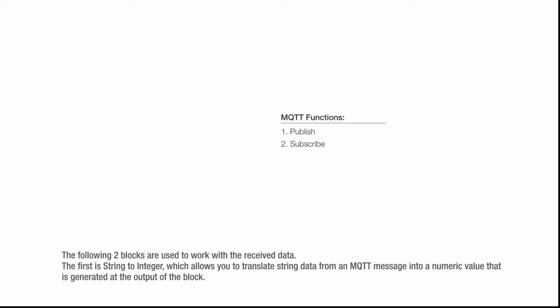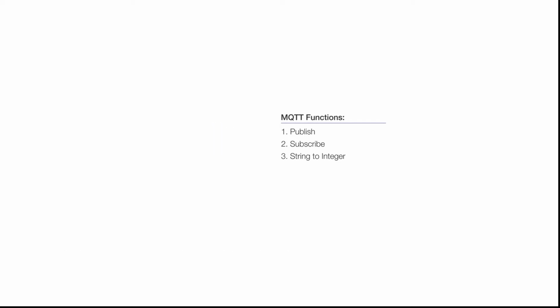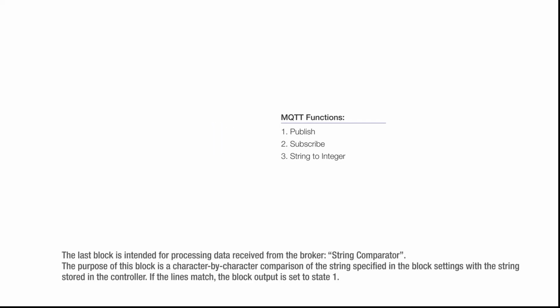The following two blocks are used to work with the received data. The first is string to integer, which allows you to translate string data from an MQTT message into a numeric value that is generated at the output of the block. The last block is intended for processing data received from the broker, string comparator. The purpose of this block is a character-by-character comparison of the string specified in the block settings with the string stored in the controller. If the lines match, the block output is set to state 1.